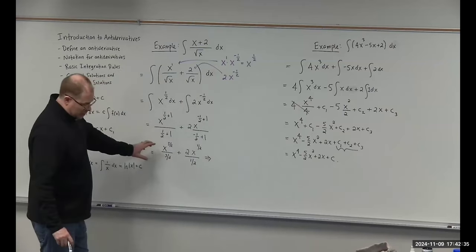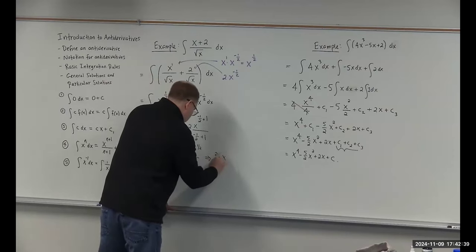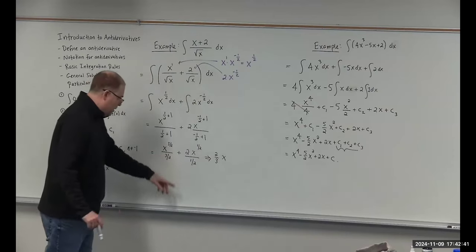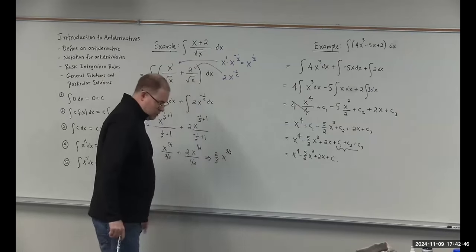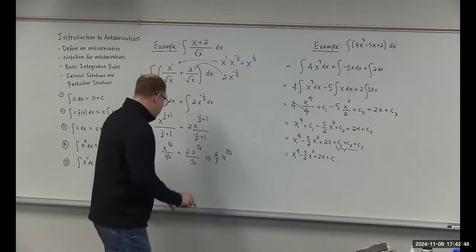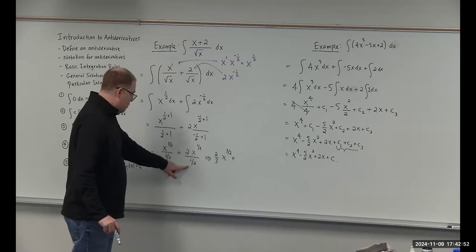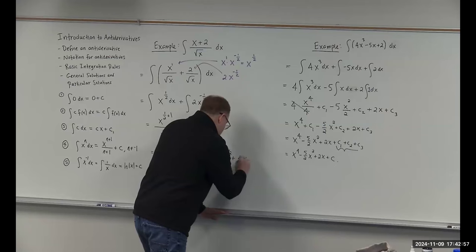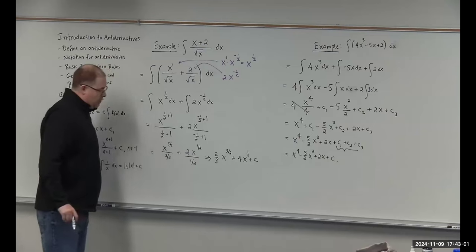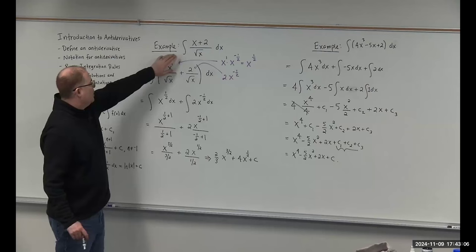And then we don't want to leave it like this. Go ahead and take the reciprocal of the denominators. So this is going to be 2 thirds times x to the 3 halves plus, here we're going to get 2 times 2 over 1. So that's going to give us 4x to the power 1 half. And then we can go ahead and add on the c. So there it is. There's our result. So that is the integral of this.